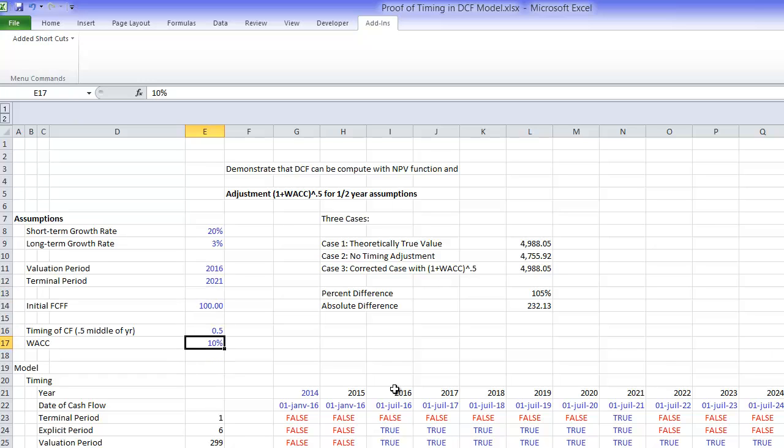If we had a 20% WACC, then we get a 10% difference, so it's not exactly 10%. If we have a 5% WACC, it's only a 2% difference, so the magnitude of the difference depends on the WACC. If you're in a high inflation environment, it's going to make a whole lot more of a difference. And I think that's enough of this.